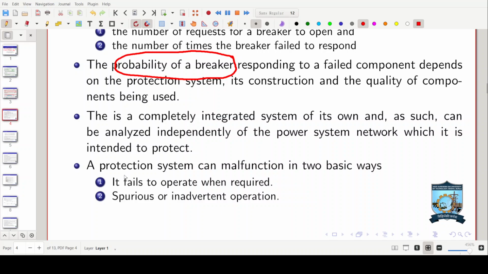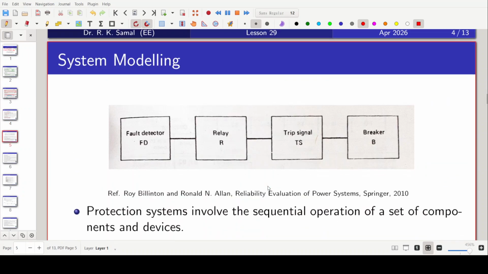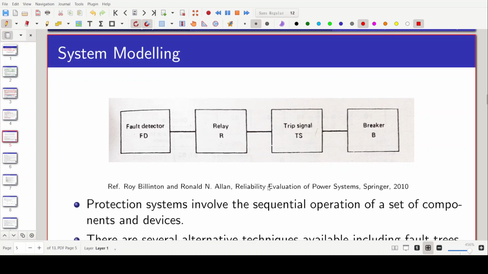So how can a protection system malfunction? One, it fails to operate when required. That means there is a fault, the protection system should operate but it doesn't operate. The other one is there is no fault, it operates. That is called spurious or inadvertent operation. Okay. So how to model the system?